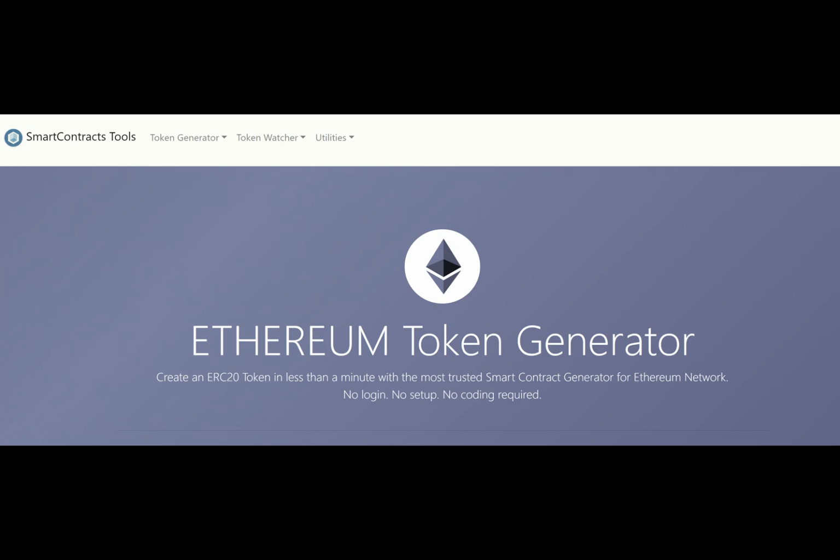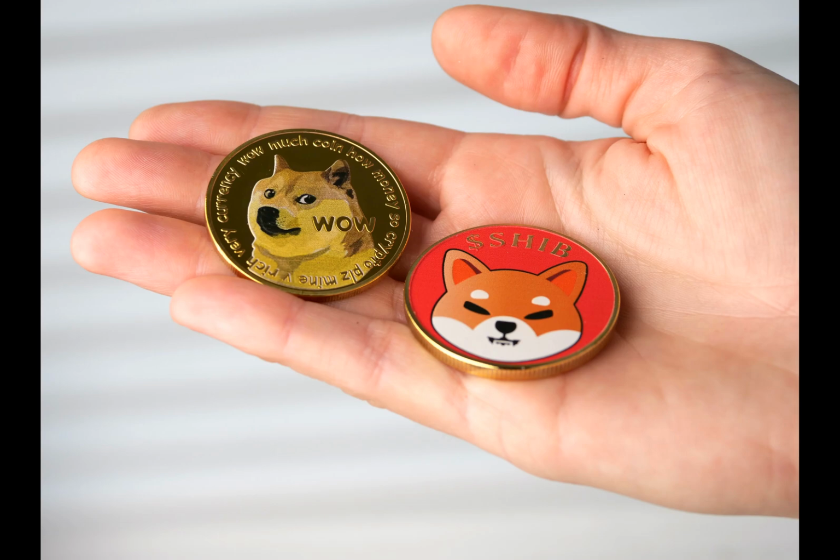Creating a crypto token, especially on Ethereum, involves a combination of coding skills and the use of specific tools and frameworks. The process can vary from straightforward to complex depending on the approach and tools used.